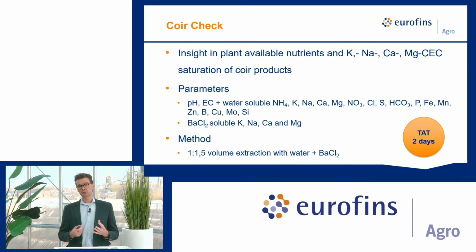The coir check will give insight in plant available nutrients, but also in the amount of potassium, sodium, calcium, magnesium, the cations, which are stuck to the CEC complex. The parameters pH, EC, water-soluble ammonium and other macroelements and microelements. And also in the barium chloride extract, the barium chloride soluble cations. The method is a 1 to 1.5 volume extraction with water and barium chloride. The turnaround time is 2 days.